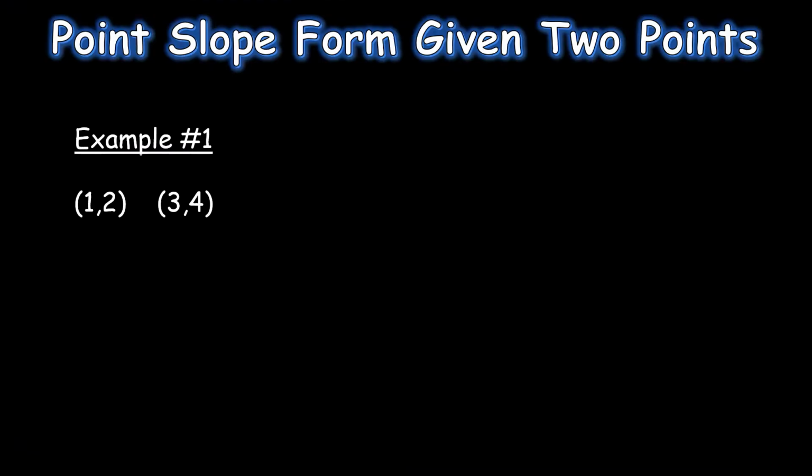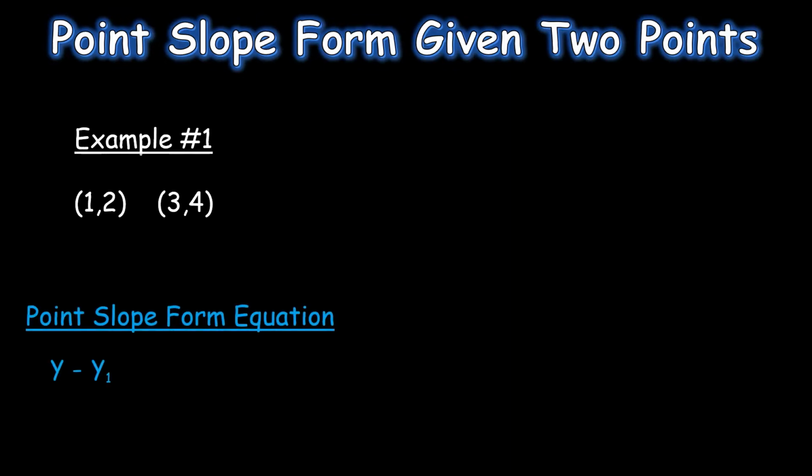Now let's take a look at our first example. We have points (1, 2) and (3, 4). We want the linear equation to be in point-slope form, and for point-slope form, this equation can be used: y minus y sub 1 equals m times x minus x sub 1. And for all point-slope form equations, this will be used.